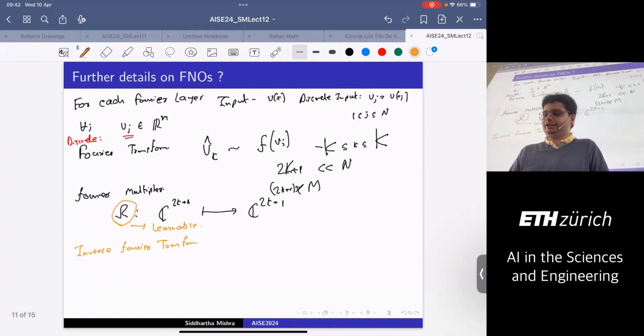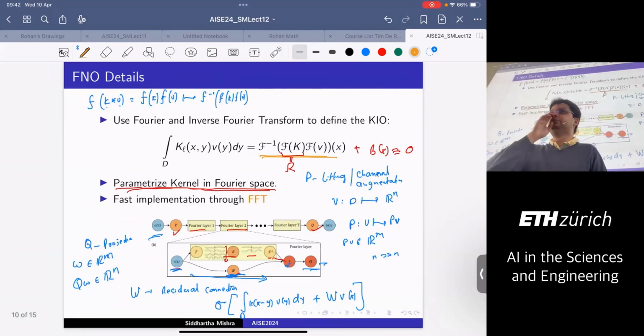Good. So any questions on the implementation of the FNO? Because this is an important baseline that we will also consider in the exercises. Yes.